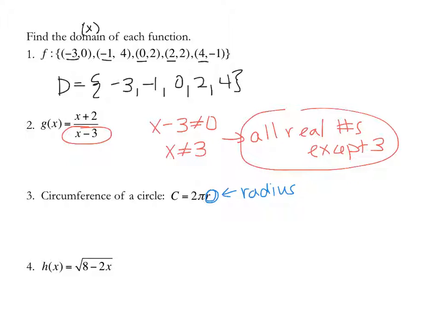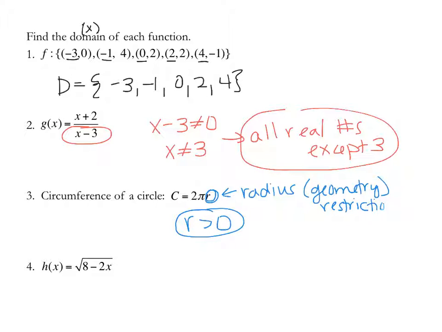Can the radius really be any number? Well, no, because we're talking about a geometric object. So we have to think about geometry and what kind of answers we would need in geometry. R is going to have to not just be greater than or equal to 0, it can't be 0. It has to be some kind of positive number, so r would have to be greater than 0. So that's a geometry restriction that we're looking at for that particular problem.